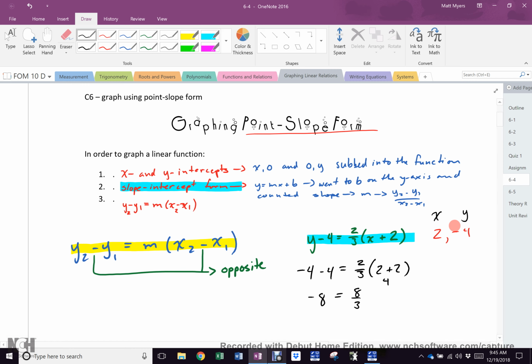Now let's stop and think about it again. We know that this is wrong. Remember what I told you about this. What do those negatives mean? Opposite. So what would be another guess we could have here? Negative 2 and positive 4. Let's check that. What would go there?